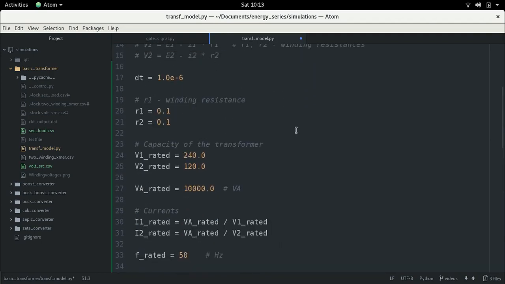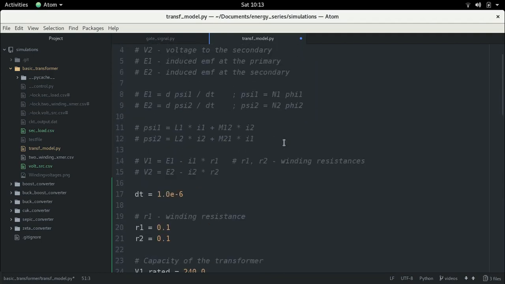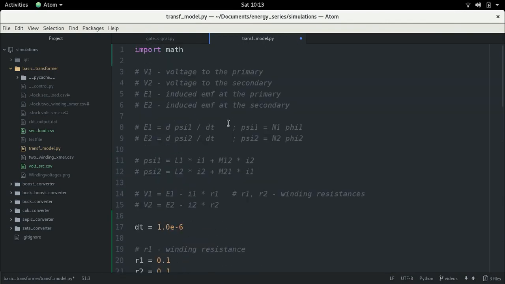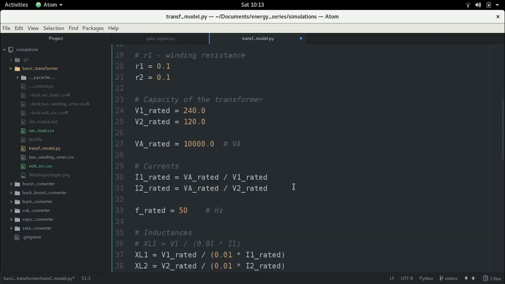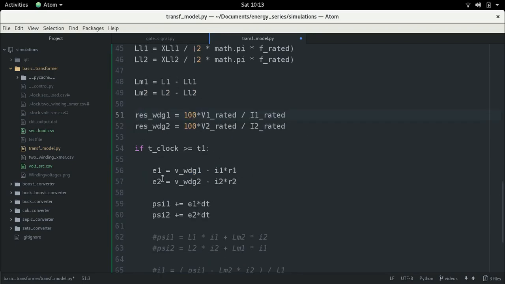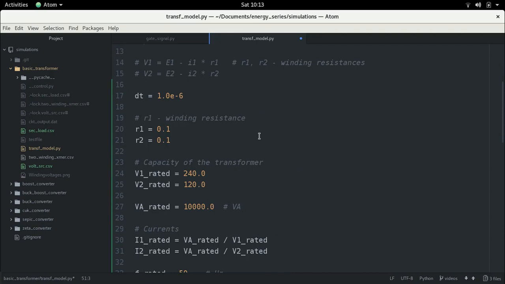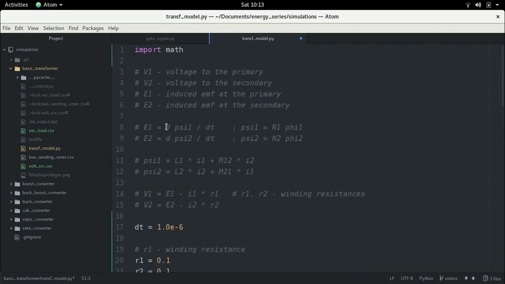So let us check if there is a conceptual mistake. The problem is there is a conceptual mistake. If you look at what we have done here, this is our concept. We are calculating the induced EMF from the applied voltage, all the way up here, right? From the applied voltage with respect to the resistive drop, after which we are integrating this induced EMF to calculate the flux linkages.